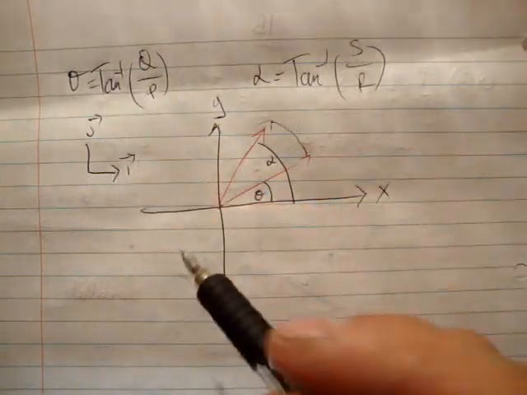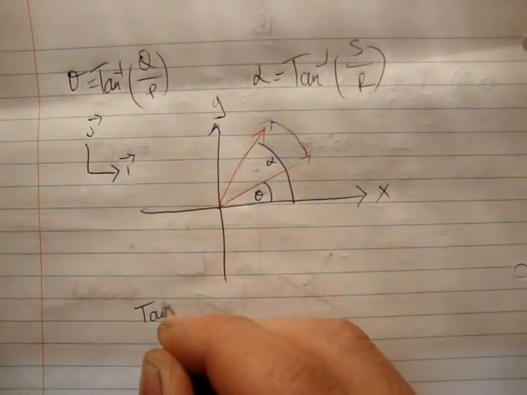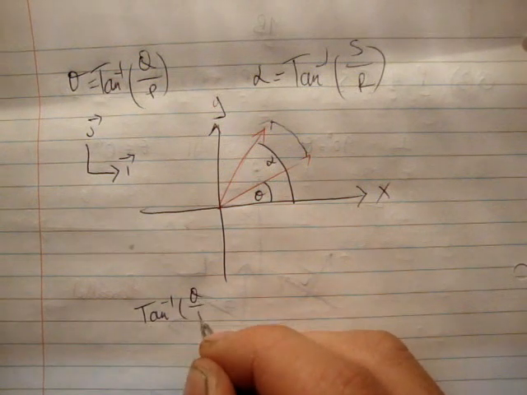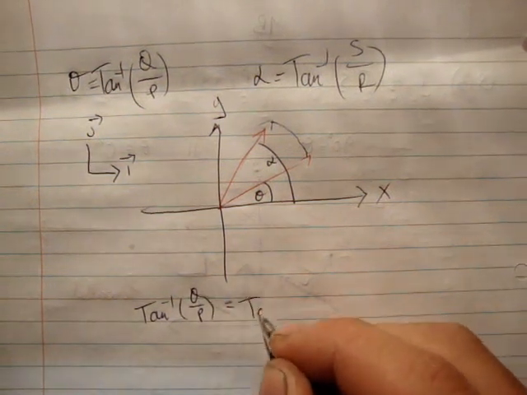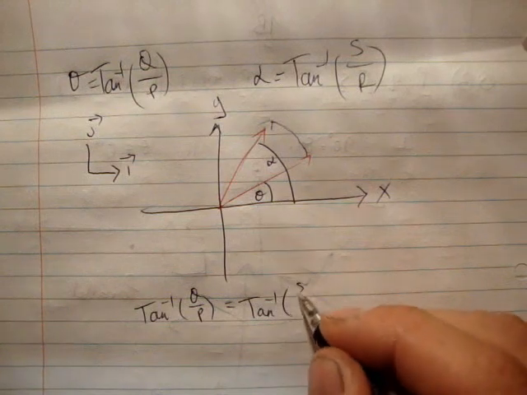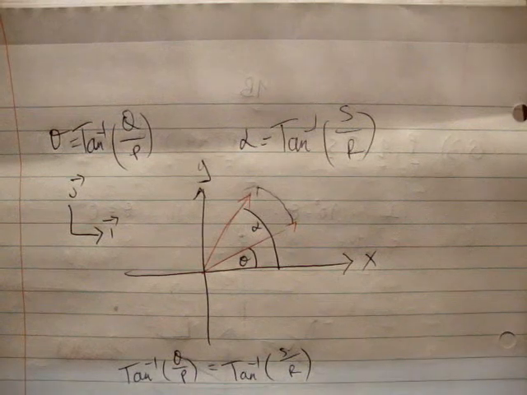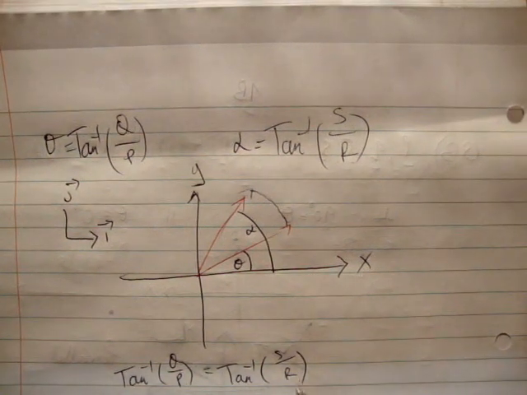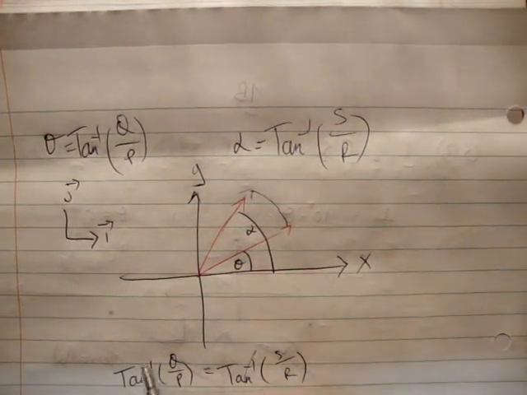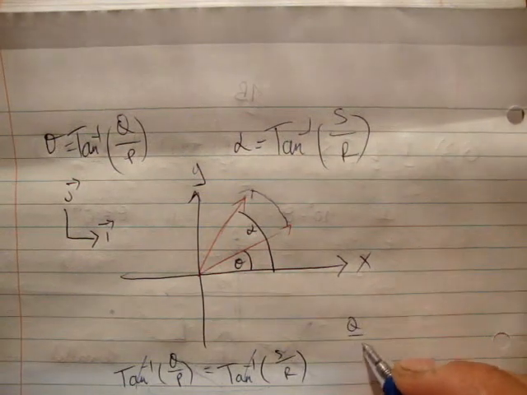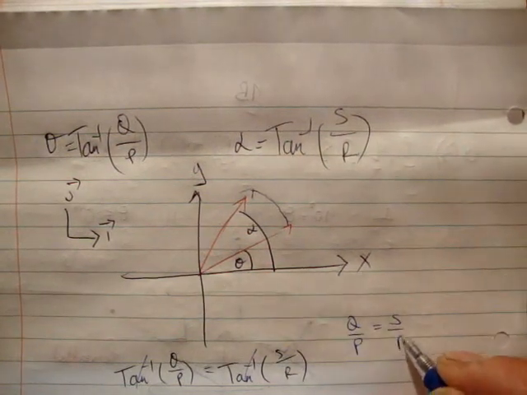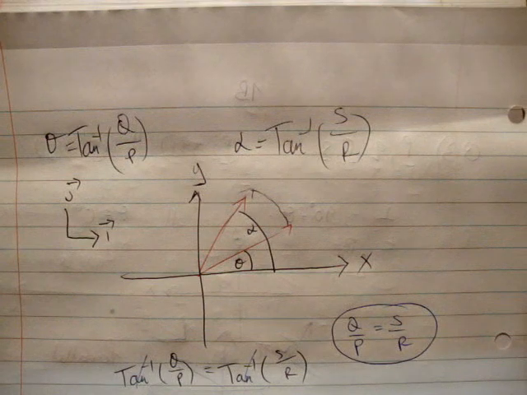This must be equal to this, so you have tan inverse Q over P is equal to tan inverse S over R. Alright, and just to finish this question then, well, if we look, we have tan inverse Q over P is equal to tan inverse S over R, and you can just cancel that, and you're going to get Q over P is equal to S over R. And if that condition is met, well then your vectors are parallel.